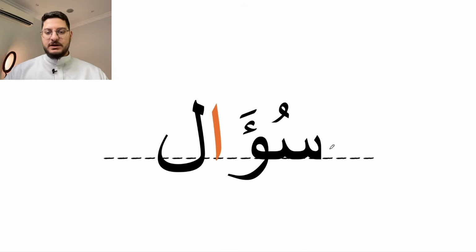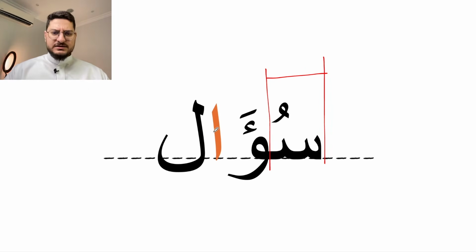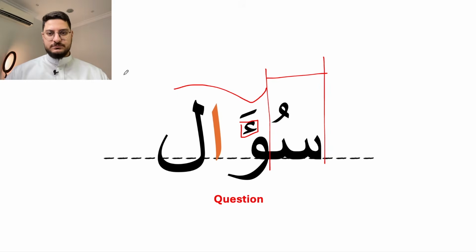What about this one? Let's split it into syllables. So I see a dhamma in here and I see a fatha in there. So this is one syllable, this is another syllable. The first syllable is su. The second syllable, well, I see a waw in here, but on top of the waw there is a Hamza. I don't care what the Hamza comes on top of. If there's a Hamza, it's either A or E or U. In this case, we have a fatha, so it's A. And this syllable would be al, but I make the A twice as long because of the alif. Al. So this is su'al, and su'al means a question.